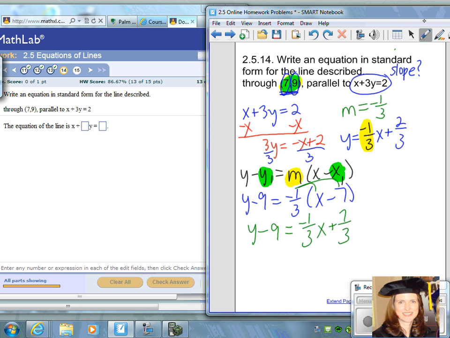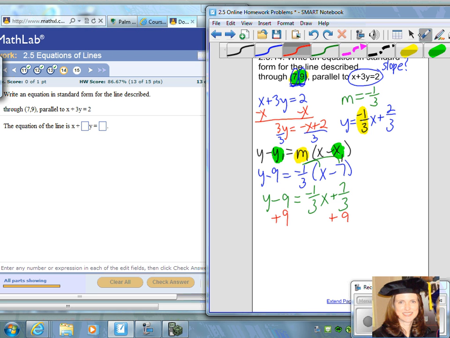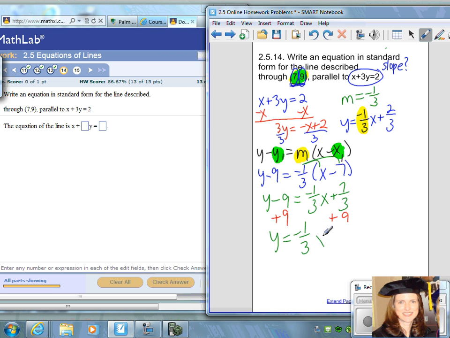We're then going to add 9 to both sides. You can use the calculator here to add those fractions if you need to. We get y equals negative 1/3 x plus 7 over 3 plus 9. 7 over 3 plus 27 over 3 should give us 34 over 3. Just double checking, 7 over 3 plus 9 is 34 over 3. Now we want to get this in standard form.